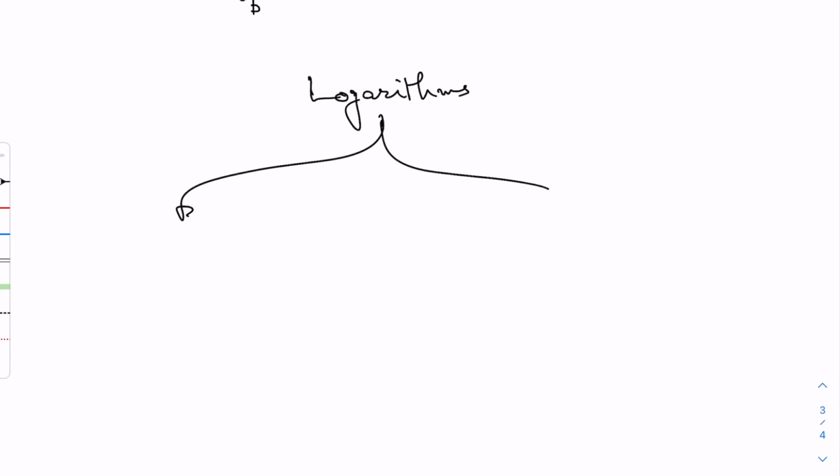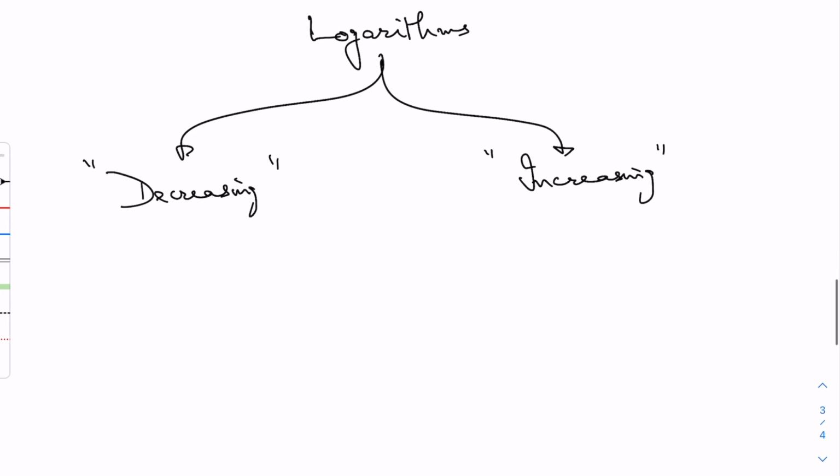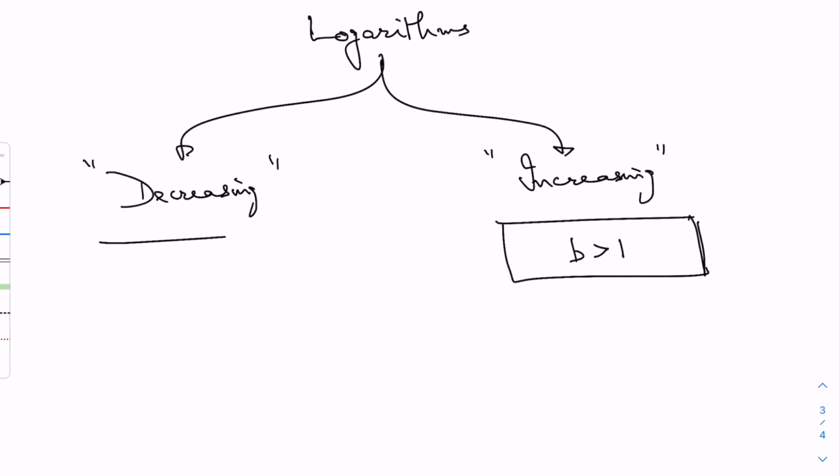So logarithms, because we are just inverting exponentials, also come in two families. One is going to be the increasing family. Let me put it here, increasing family. And the other one is the decreasing family. We already have the idea that the increasing family corresponds to bases which are greater than 1, and decreasing families will be when bases are between 0 and 1.